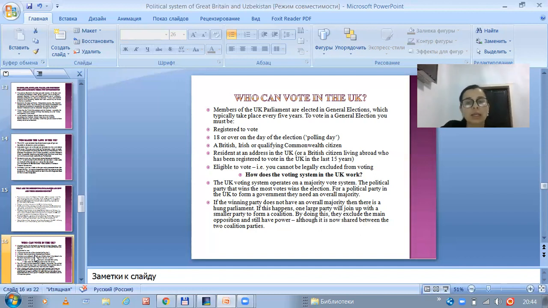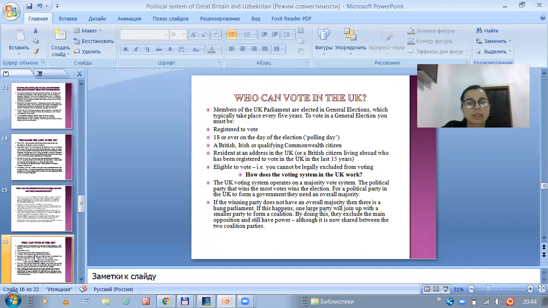Eligible to vote, you cannot be legally excluded from voting. How does the voting system in the United Kingdom work? The United Kingdom voting system operates on a majority vote system. Political parties that win the most votes win the election. For a political party in the United Kingdom to form a government, they need an overall majority.